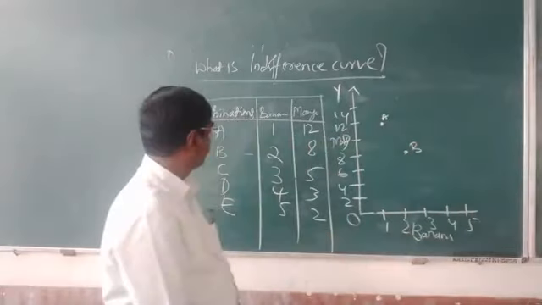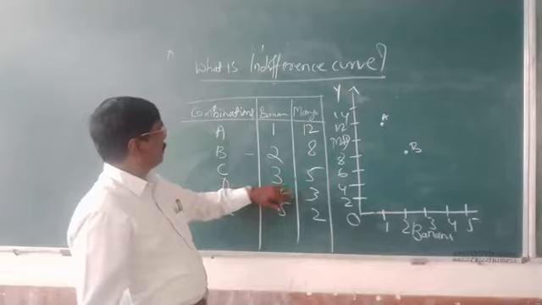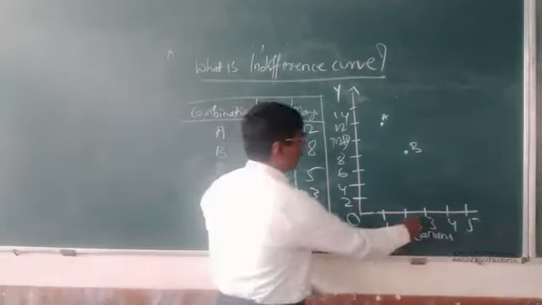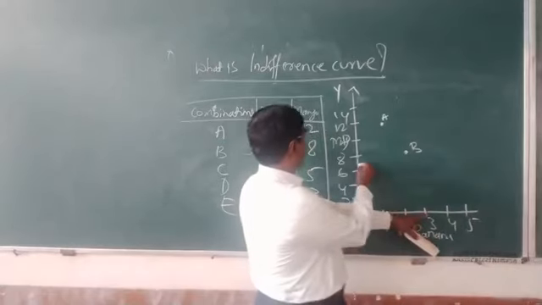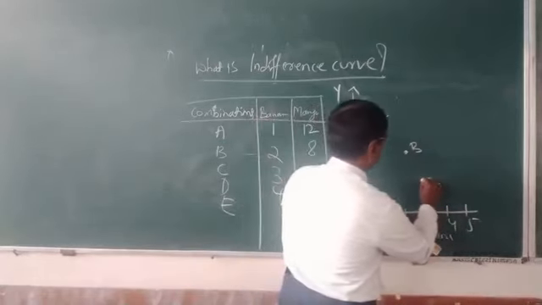And next we have C combination. There are 3 bananas and 5 mangoes. Yes, therefore this point.